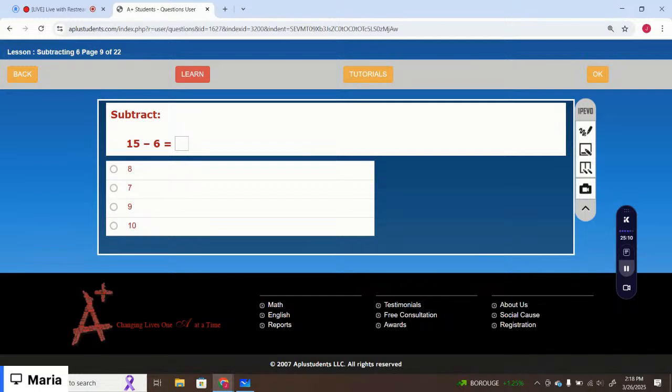15 take away 6 equals. 15 take away 6 is 9. Option number 3 is the correct option. 9 it is.